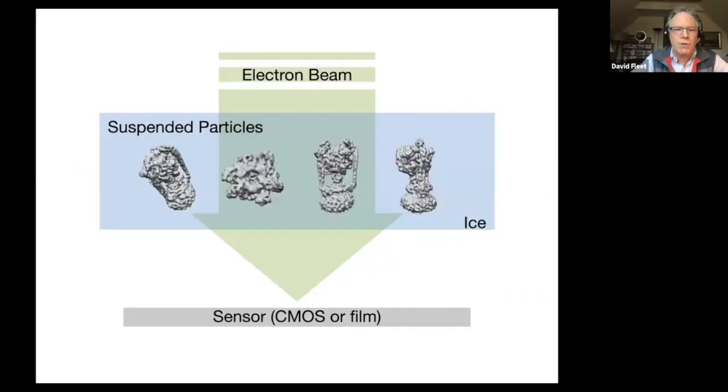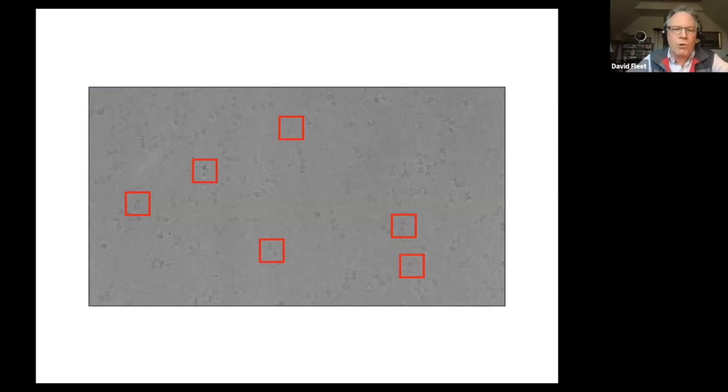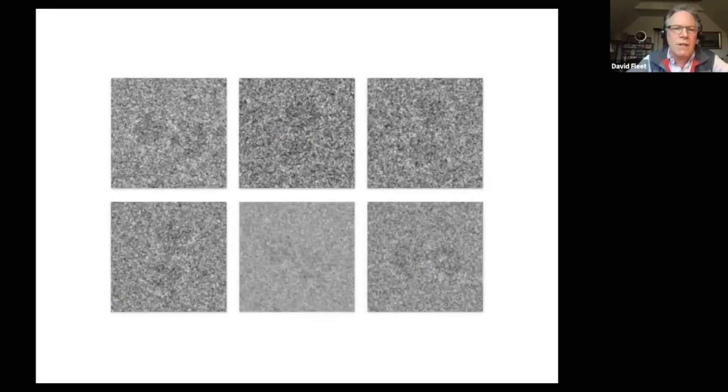Let me show you what the images look like. So this is just a cartoon picture which tells you what's going on. So we have a layer of ice. Basically, it's vitreous ice. And then within that ice, at any given location, you have one particle, and the particles are all at random orientations. And you're going to image that with an electron beam onto a sensor. And this gives you a bunch of images. And this is one micrograph, which shows there are a few tens of images in this micrograph. And this has been low pass filtered and contrast enhanced so you can see them, but they're still hard to see.